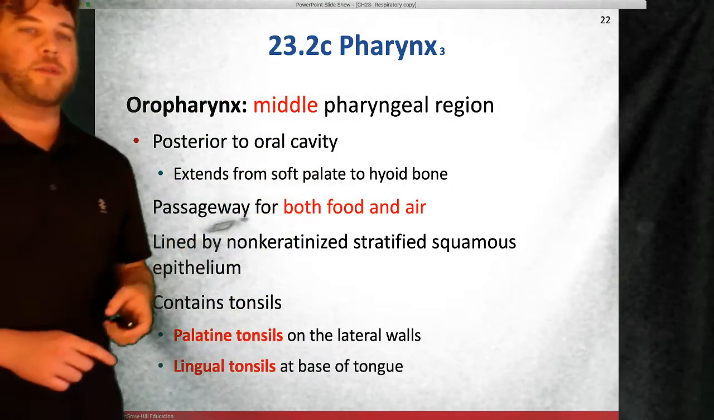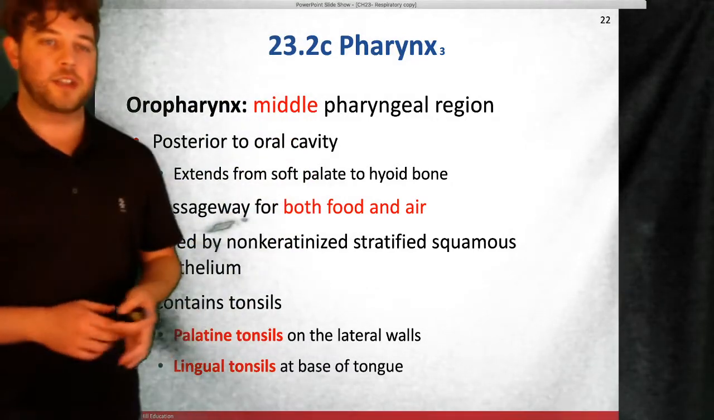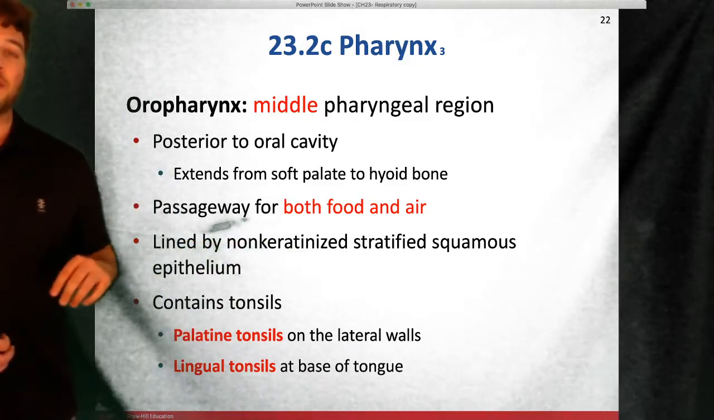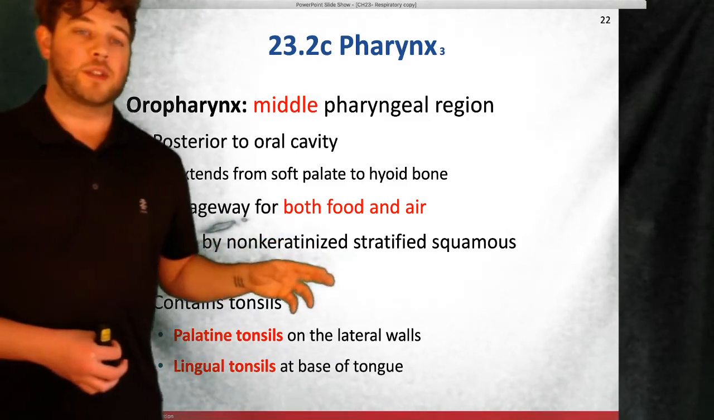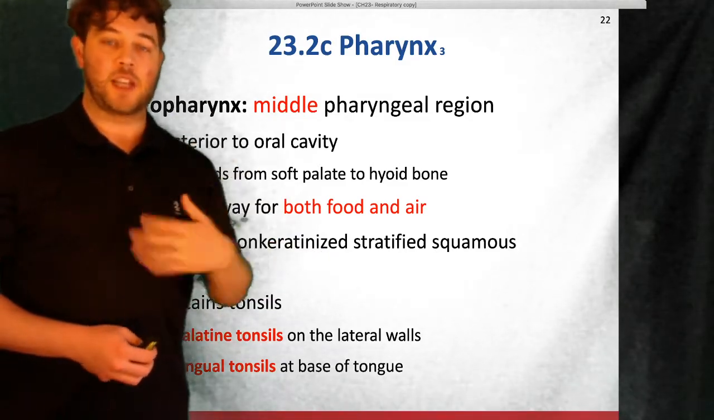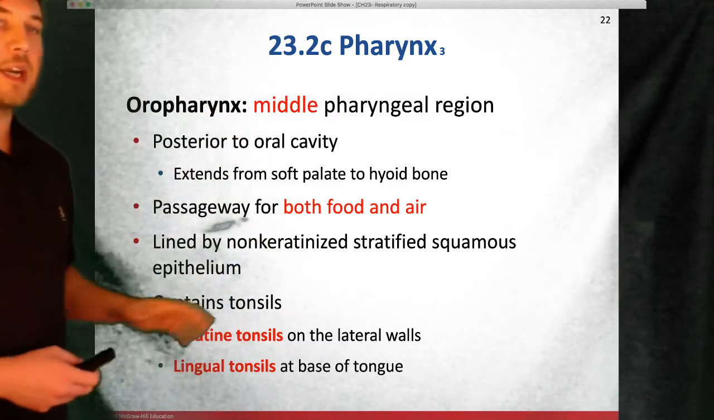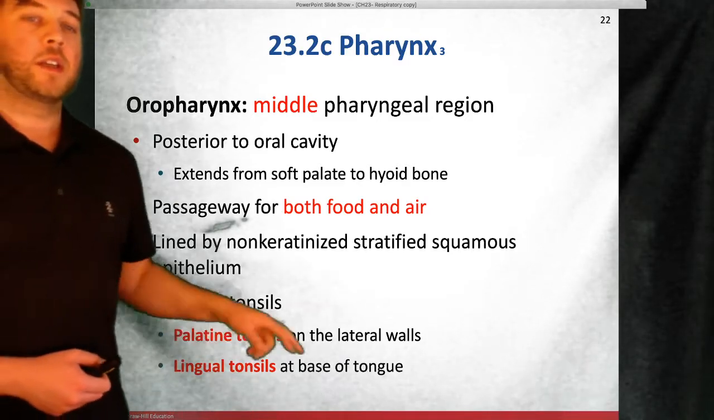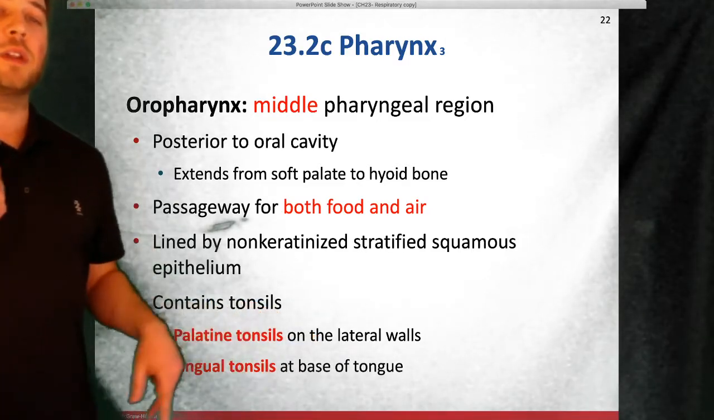It's a passageway for both food and air. So it's not just food, or not just air. Lined by non-keratinized stratified squamous epithelium. This is living tissue. That's why you can get injuries and they heal very quickly in your mouth. They contain the tonsils, the palatine and the lingual tonsils. The palatine on the back and the lingual at the base of the tongue.